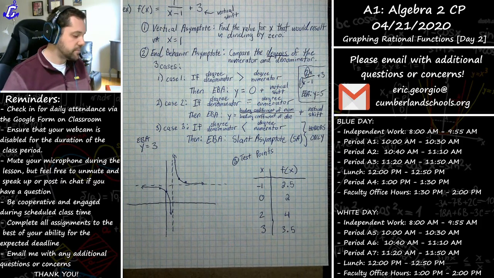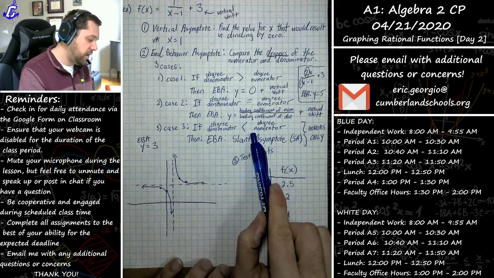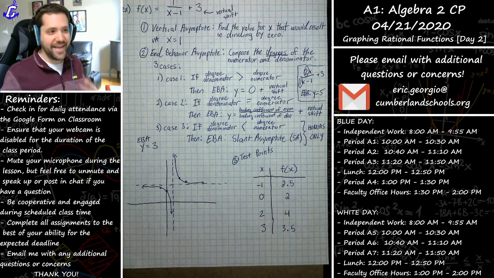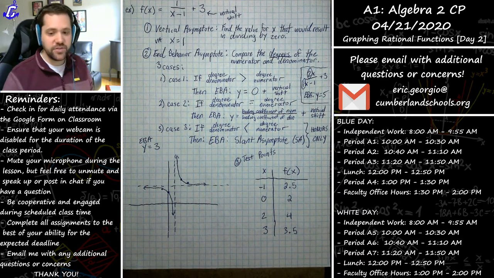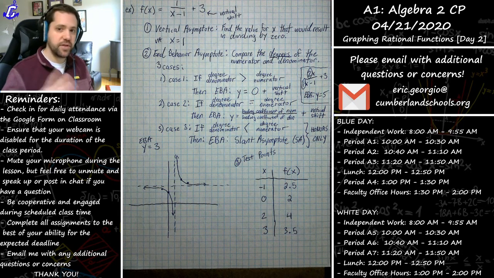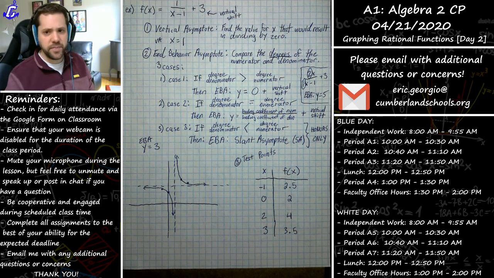Okay. Last but not least, if we find that the degree of the numerator is the larger one, this is what's called a slant asymptote. We are not going to cover slant asymptotes this year in Algebra 2 CP. We normally do, but this year, because of the distance learning, we decided to omit that from our curriculum. It is still a pretty cool thing. If you are interested in learning about it, I'd be happy to teach you in my office hours or independently some other time, but it's not relevant for our purposes going forward as far as assessments are concerned.